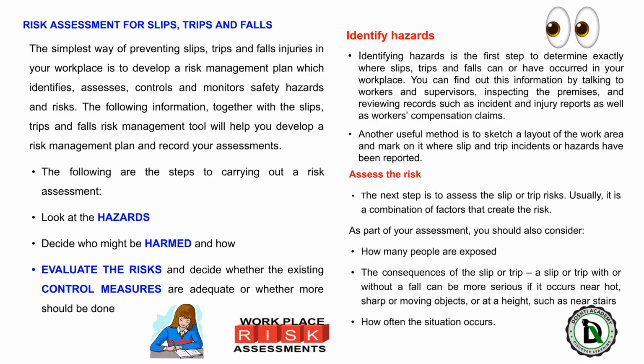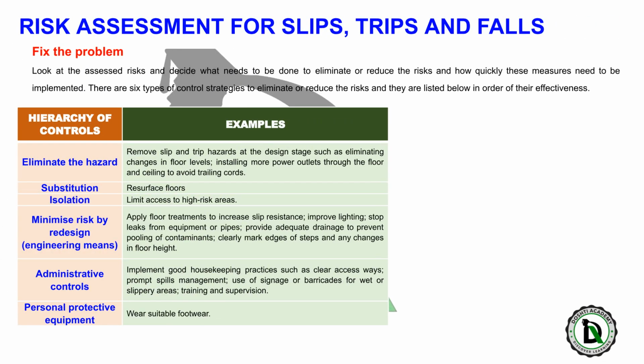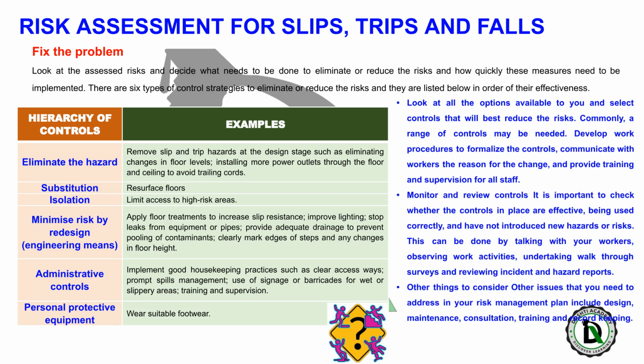Assessing risk considers exposure, consequences, and frequency. To fix the problem, look at the assessed risks and select controls. Control strategies are ranked by effectiveness: eliminate the hazard, substitution, redesign, administrative controls, and personal protective equipment. Ongoing monitoring and review of controls are essential to ensure effectiveness and prevent new hazards.